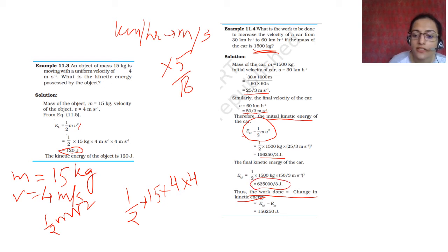And therefore, what is the change in kinetic energy? It is this minus this. Okay, half mv square minus half mu square. That is the work done to change the kinetic energy for an object moving from 30 km per hour to 60 km per hour. Right? When the velocity changed from 30 to 60, the kinetic energy of the object also increased. What was the work done to increase that? That is the change in kinetic energy. Okay.